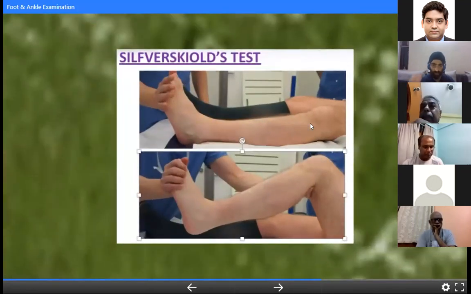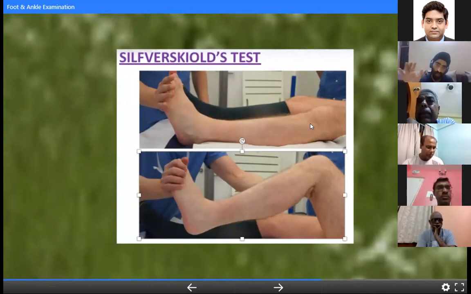So, the Silfverskiöld test. We test for gastroc tightness, which is really one of the first tests you should do while the patient is lying down. So how do you test that? Because the gastroc goes above the knee, when you flex the knee, there tends to be more ankle dorsiflexion than if you were to straighten out the knee. And this is a sign of gastroc tightness. If you see this, there's a neutral ankle with the knee flexed, but with the knee straight, there is about 20 degrees of plantar flexion.